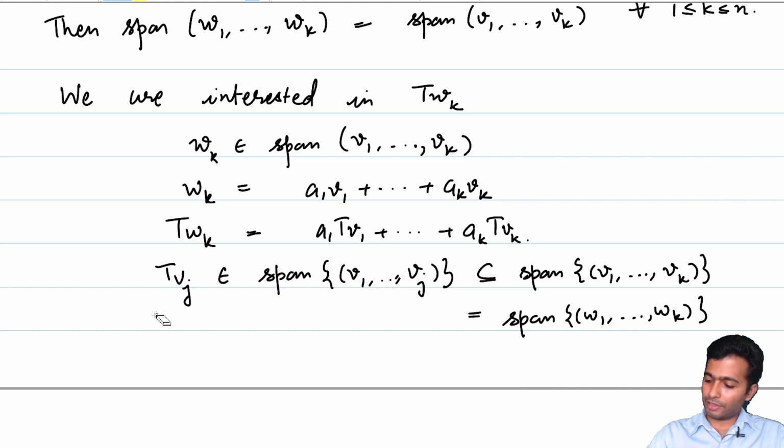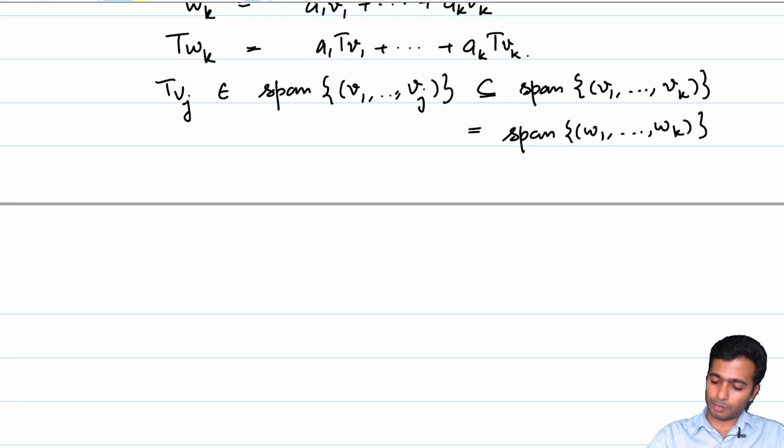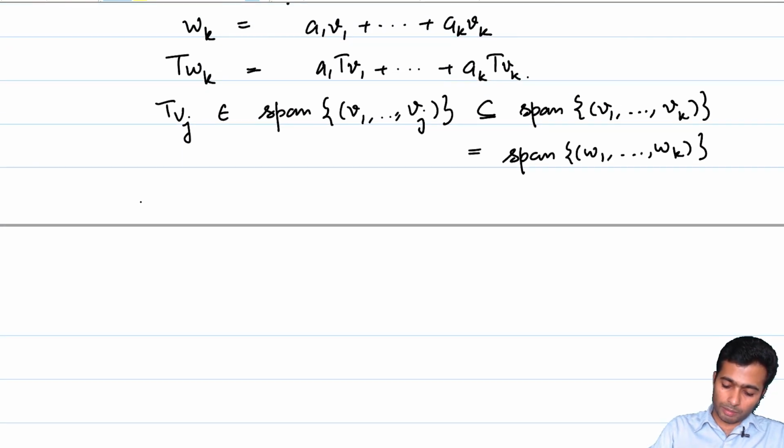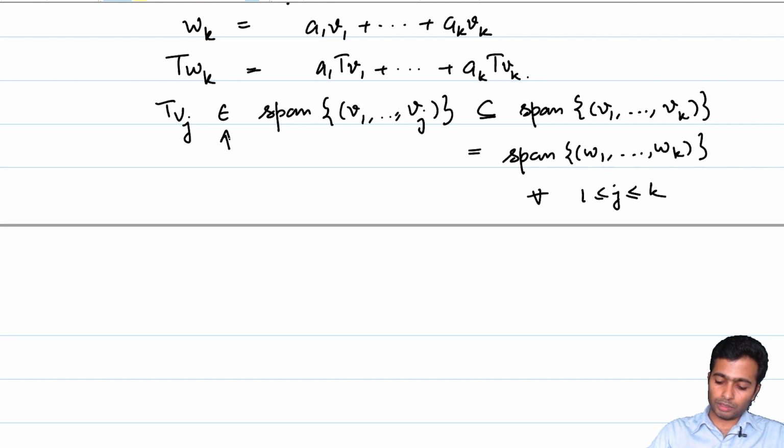So what do we have? Each of the TVj belongs to the span of W1 to Wk for all 1 less than or equal to j less than or equal to k. Why is this the case? This relation comes up because of the fact that the matrix of T with respect to beta is an upper triangular matrix.